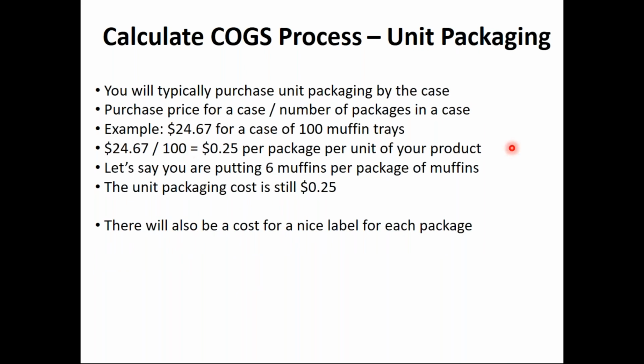Take the unit packaging, it's the same thing for everything. You're going to buy packages, let's say a case of 100 muffin trays for $24.67. The cost for each one is that divided by 100, or 25 cents apiece. So then we've got that for our unit package, and there's going to be the cost of the label as well.